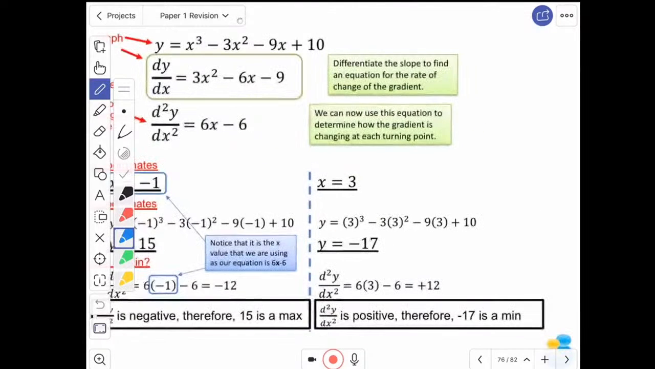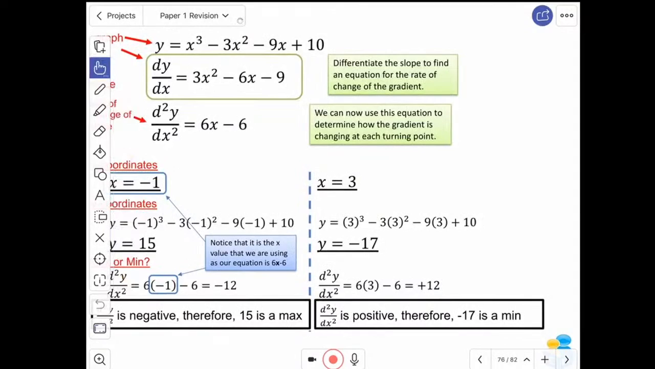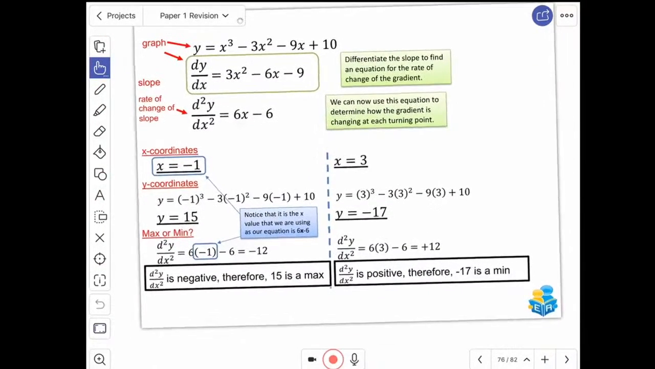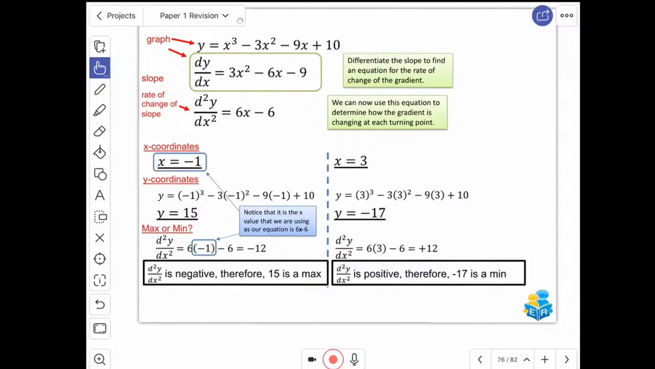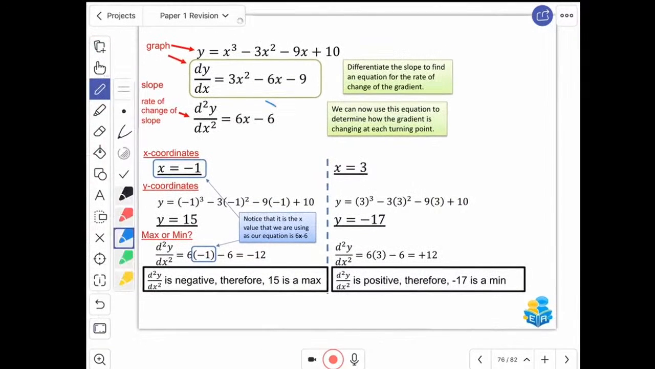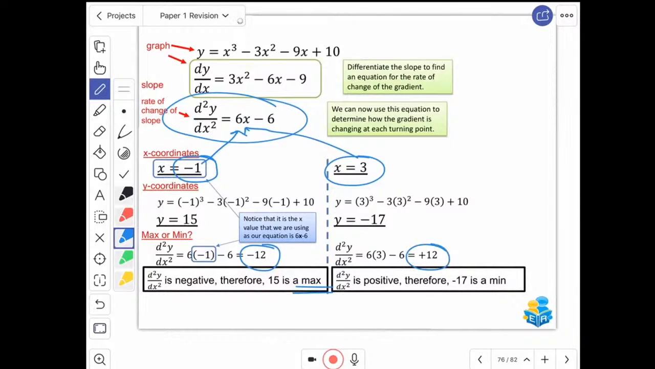So again, if we look at this quick example, they differentiated it once, they differentiated it twice, and they found the second derivative, and then they had the x coordinates, so they subbed them in. They were able to see that when they subbed in -1, they got -12, which means that's a maximum. Remember, it's the opposite to what you would think. And when they subbed in 3, they got 12, which is positive, therefore it's a minimum point, okay?